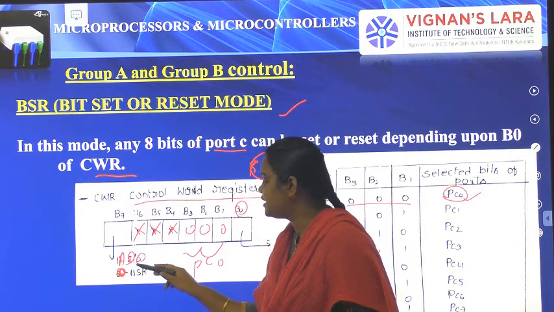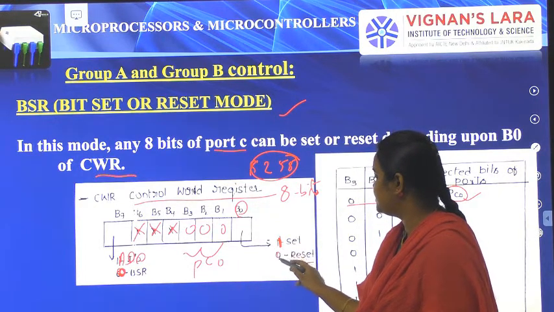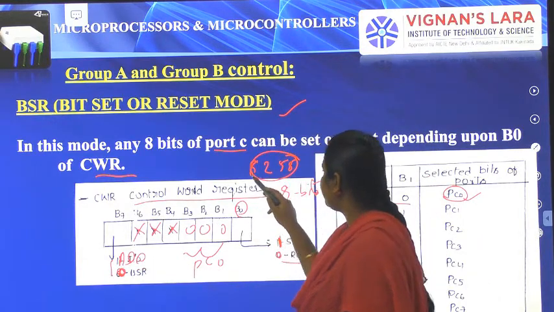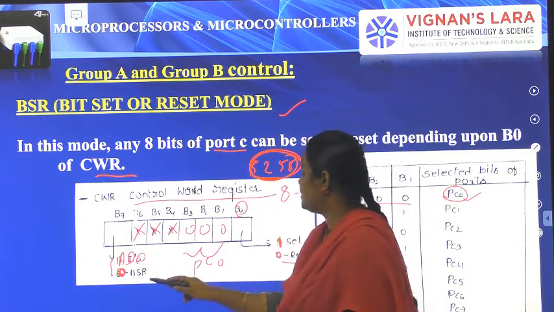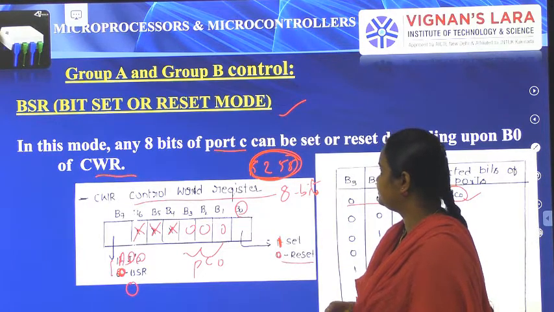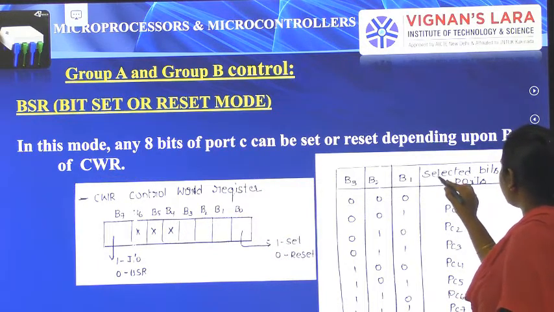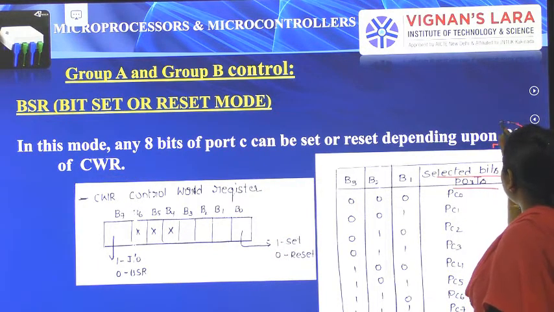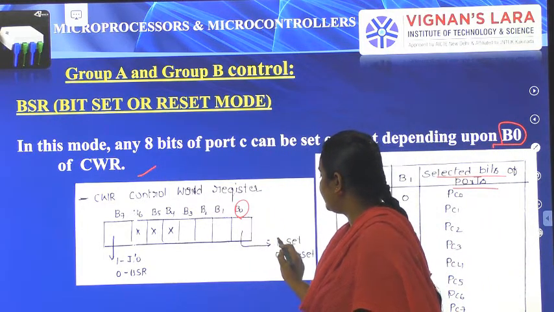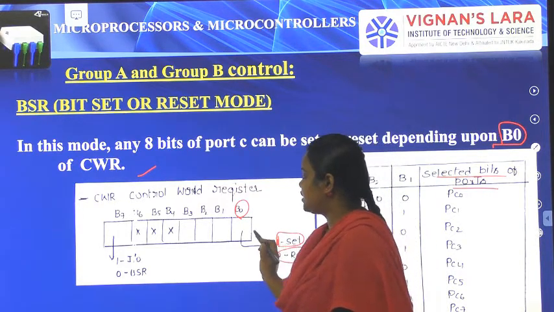that means it is bit set or reset. Bit set means either it is 1 or it is 0. Whenever there is a 1, the operation is performed by the 8255. Whenever it is 0, there is no operation performed by the 8255. So depending upon the selected bits of port C, depending upon B0 of the CWR, if it is 1, the 8255 is in operation; if it is 0, the 8255 is not in operation.